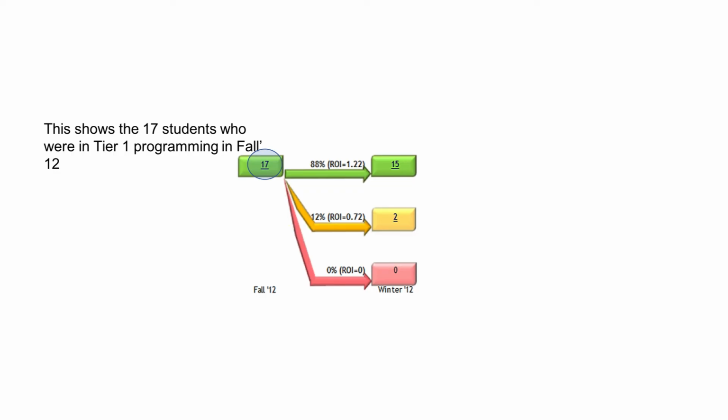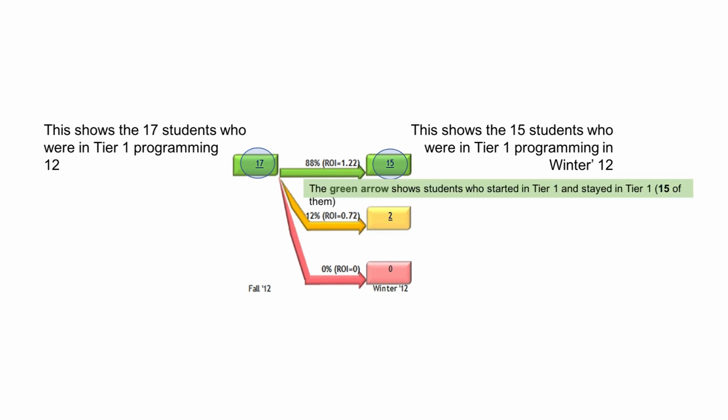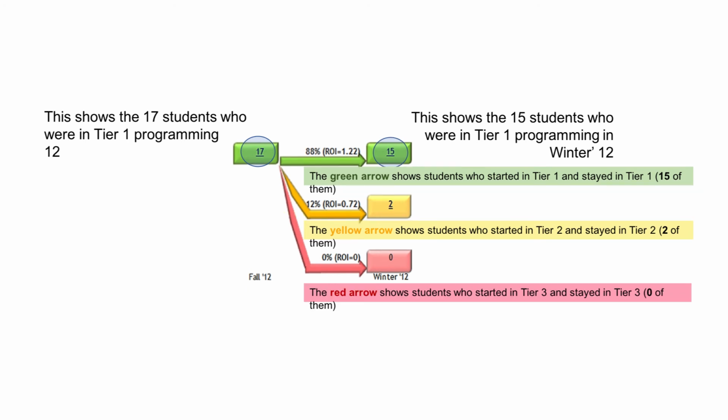This shows the 17 students who were in the Tier 1 programming in fall. This shows the 15 students who were in the Tier 1 programming in the winter. The green arrow shows the students who started in Tier 1 and stayed in Tier 1, 15 of them. The yellow arrow shows the students who started in Tier 2 and stayed in Tier 2, 2 of them. The red arrow shows the students who started in Tier 3 and stayed in Tier 3, none of them.